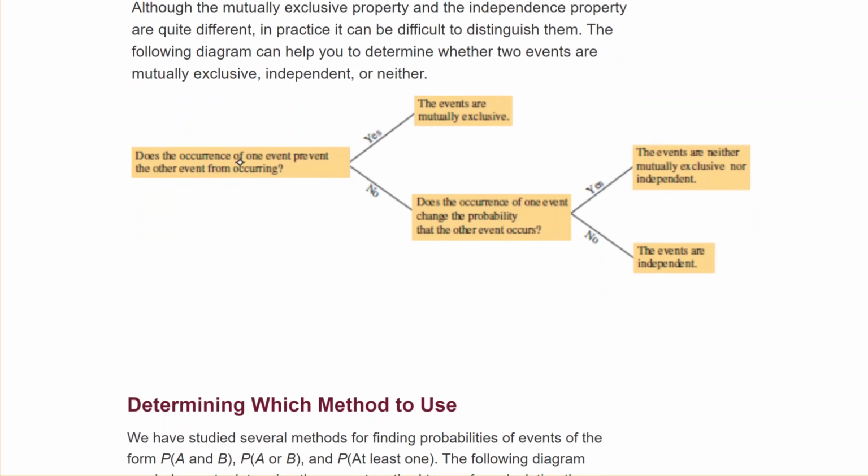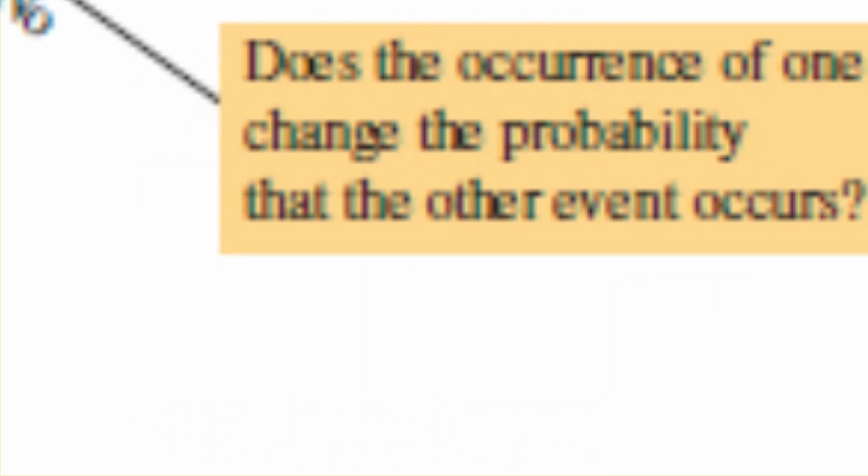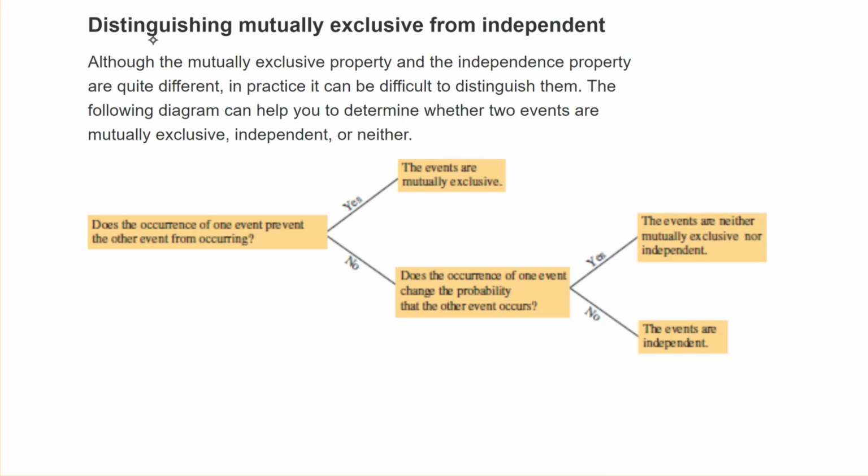The following diagram can help us understand if they're mutually exclusive, independent, or neither. Does the occurrence of one event prevent the other event from occurring? If yes, then they're mutually exclusive. If no, then we have to answer another question: does the occurrence of one event change the probability of the other event? If no, then they're independent. If yes, they're neither mutually exclusive nor independent. The important thing is that they're not the same thing. Mutual exclusiveness and independence are different ideas.